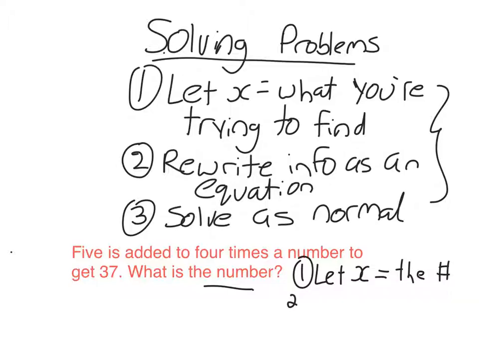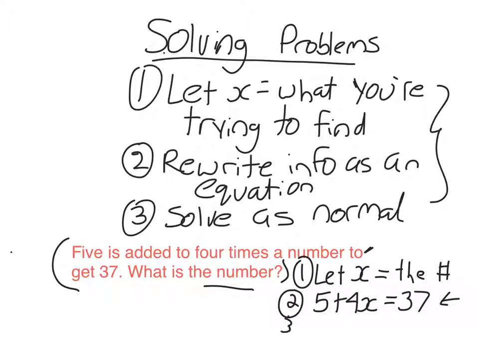So the second step, I'm going to take all of this information in red, and I'm going to write it into a mathematical equation. So I want to have no words, only numbers and symbols. So 5 is added to 4 times the number, and that gives 37. So I've rewritten all of this much simpler. Now, the way I solve this is the way I'd solve any equation like this. Subtract 5 from both sides, divide by 4. So you get 4x equals 32, which means x equals 8. So, of course, the number is 8.